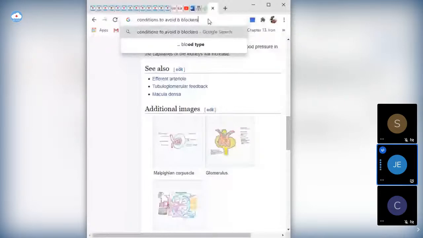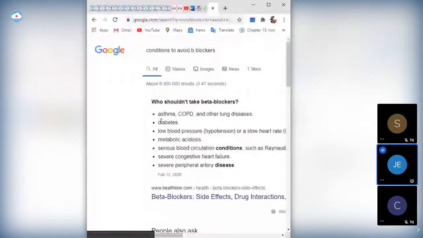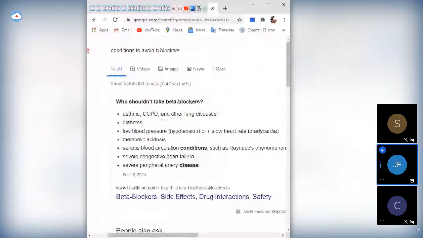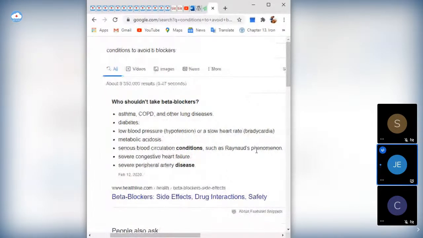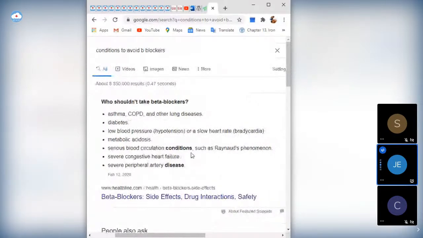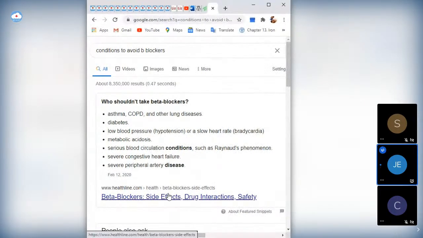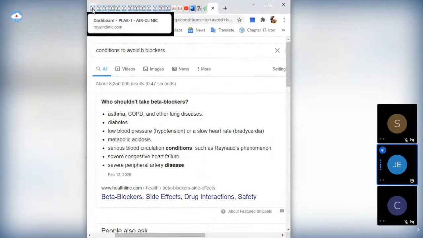Asthma, COPD, other lung disease, diabetes, low blood pressure. So maybe we'll just say B is blood pressure, that's low blood pressure. Then serious blood conditions such as Raynaud's phenomenon. Then severe congestive heart failure, that's CCF. Then severe peripheral arterial disease, Raynaud's phenomenon is related to that one. Metabolic acidosis. All right. So it's A, B, C, D, E.